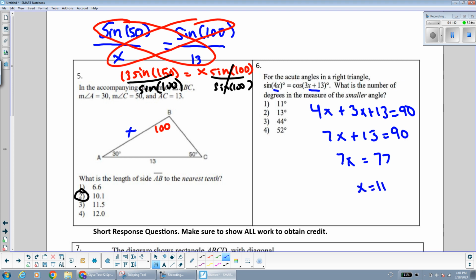But it's asking for the measure of the smaller angle. It's not asking for the x value. So the angle for the sine is 4x. So 4 times 11 is 44. And the angle for the cosine is 3x plus 13. So that's 33 plus 13. That's 47. So the smaller angle is 44. It was the 4x angle.